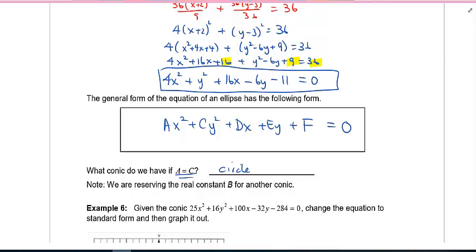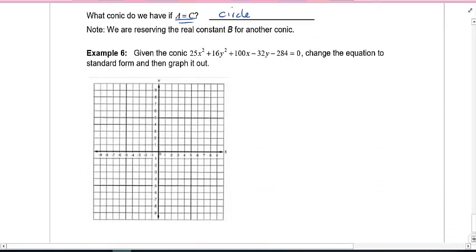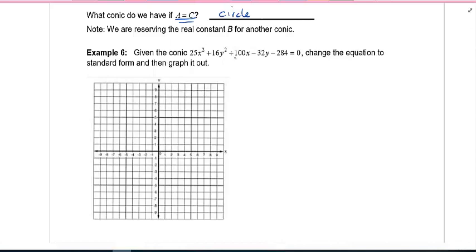Okay? So finally, number 6 now. Can you graph out this conic? So the idea is you got to change this into standard form, then graph it out. Just like last time, how do we change it into standard form? We had to, oh yes, complete the square. So I'd like you to do that here as well, and then we should be able to graph it out.